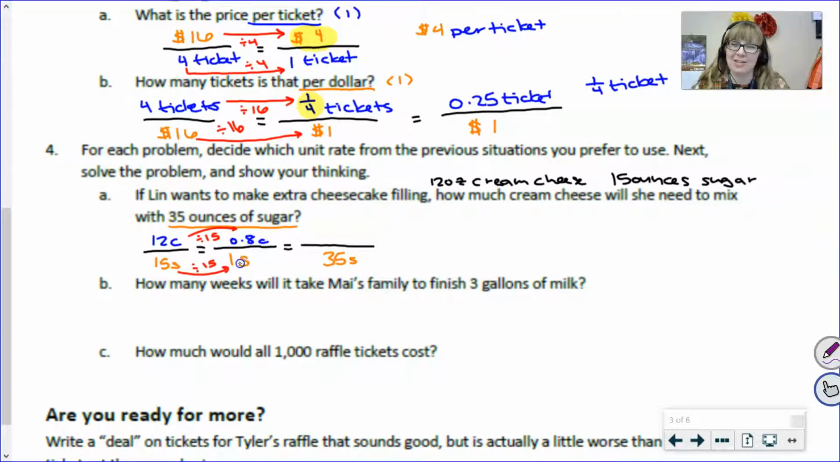So again, now the question is, how does the 1 change to a 35? Well, we multiply by 35. How does the 8 need to change then? We also will be multiplying by 35. So 0.8 or 8/10 multiplied by 35, getting out my calculator here. That gives me 28. So 28 ounces of cream cheese for 35 ounces of sugar. 28 ounces of cream cheese, making this quantitative.